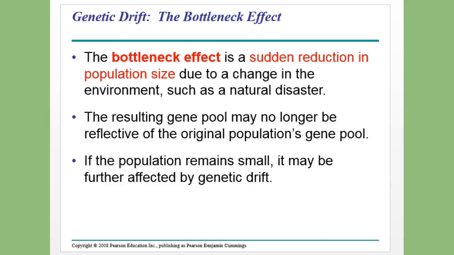Then there's also a bottleneck effect. It's a sudden reduction in population size due to a change in the environment, such as a natural disaster. The resulting gene pool may no longer be reflective of the original population's gene pool. If the population remains small, it may be further affected by genetic drift.